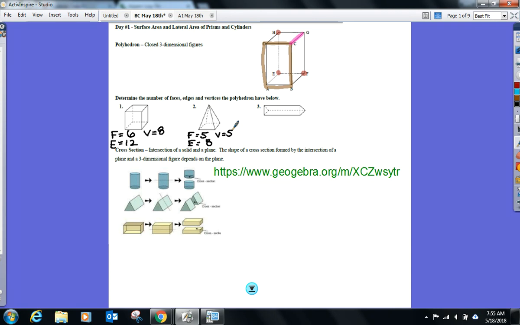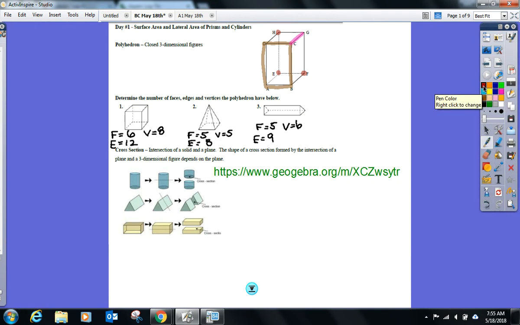And this is what we're going to start talking about today. Number 3. This is called a prism. Okay, number 3 is called a prism. It's specifically a triangular prism. How many faces on that triangular prism? 5 as well. Number of edges? Ooh. 9, nice job. And how many vertices? There are 6 vertices.